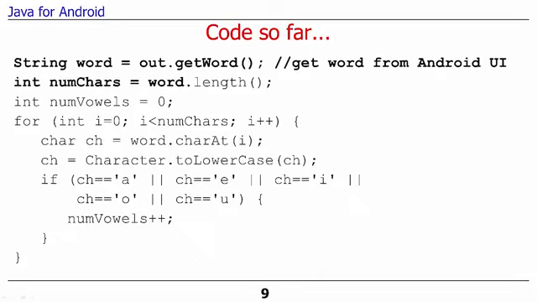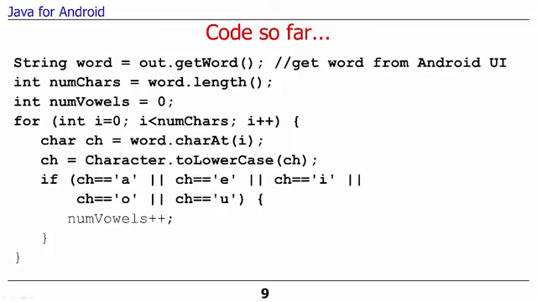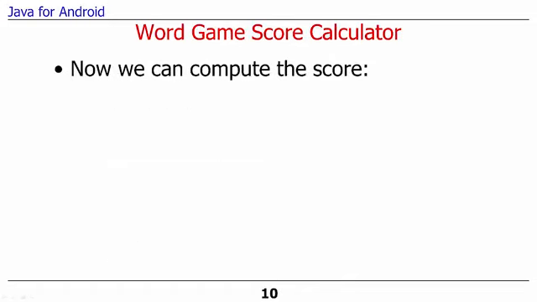After getting the word, we get its length. After that, we set up the cumulative sum loop and iterate over all the characters of the word. For each character of the word, we convert the character to lowercase and then compare it to the 5 vowels. If it is a vowel, we increment the accumulator. Now we are ready to compute the score.